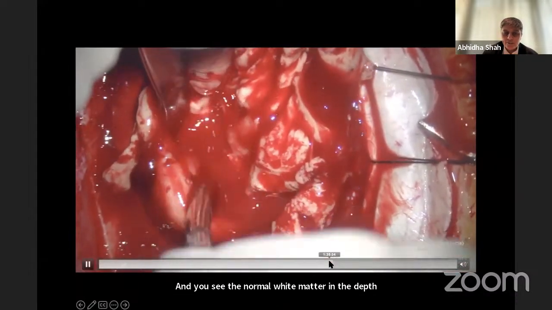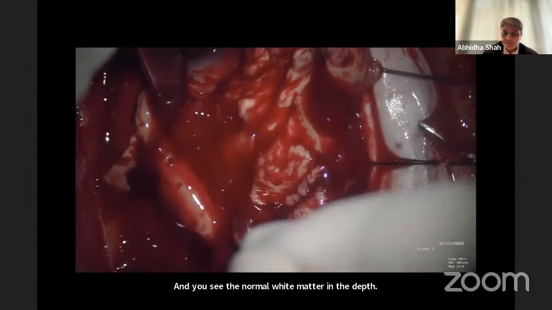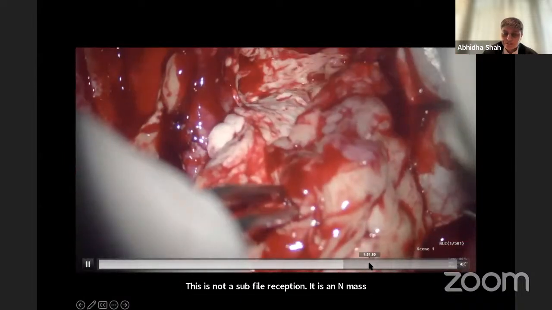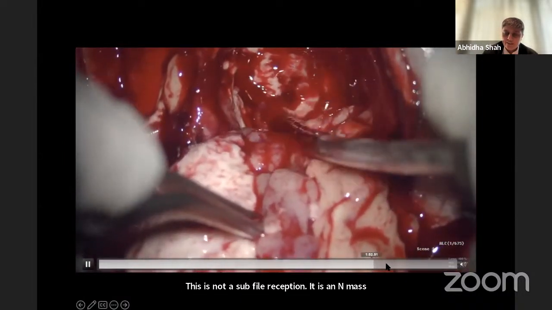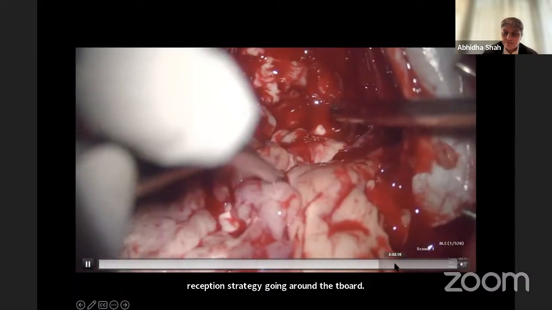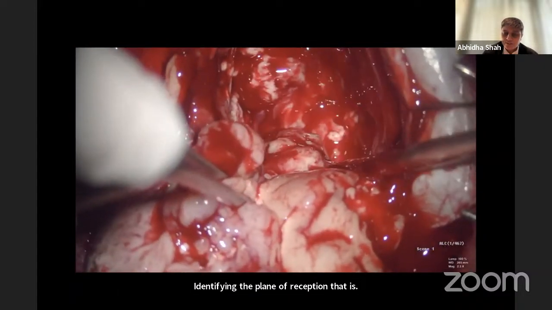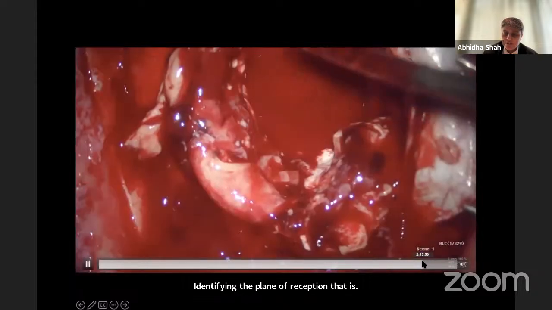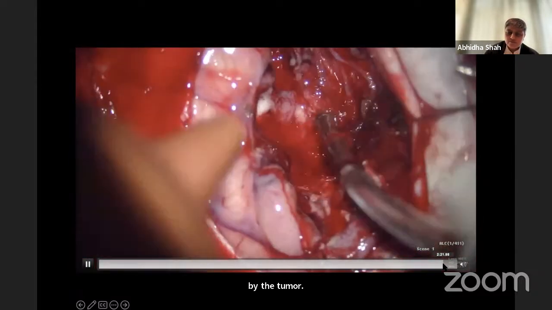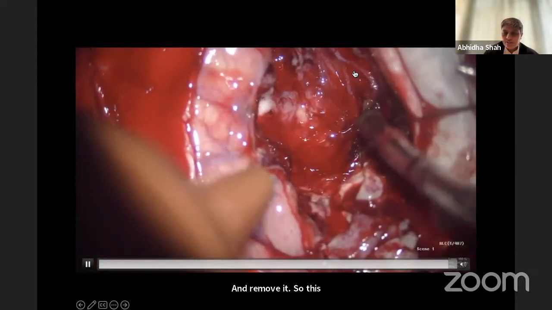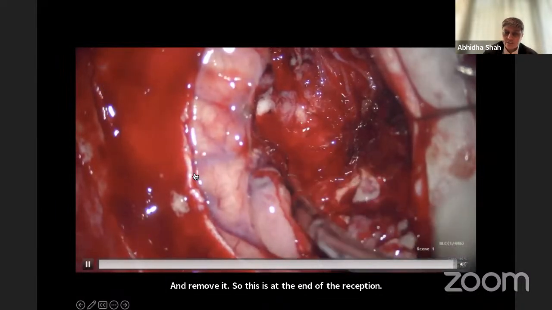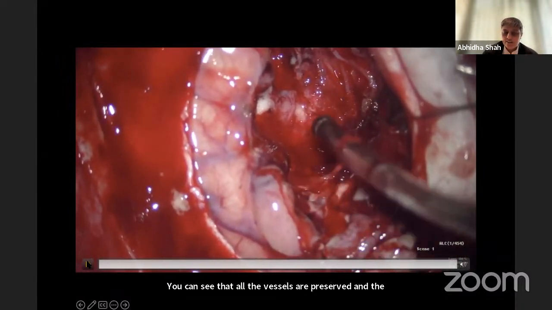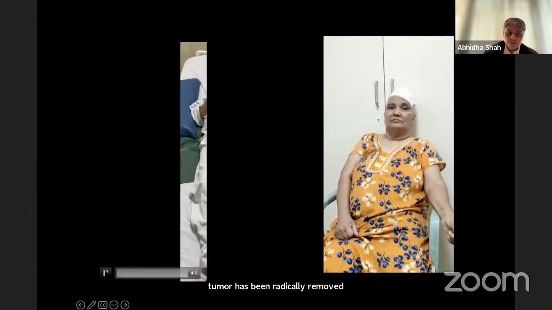This is not a subpial resection, it is an en masse resection strategy going around the tumor, identifying the plane of resection that has been formed by the tumor and removing it. So this is at the end of the resection. You can see that all the vessels are preserved and the tumor has been radically removed. This is the patient at the end of surgery on day 1.